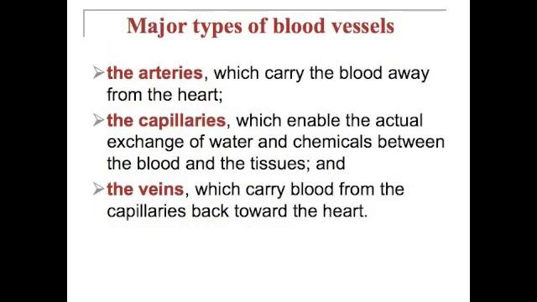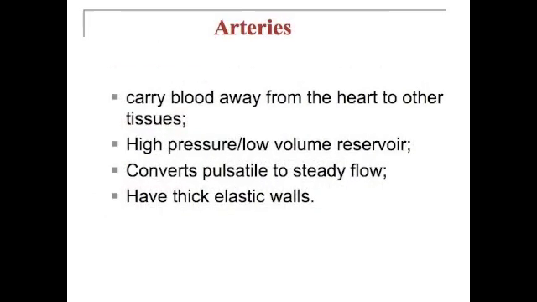So as I said on the previous slide, the major types of blood vessels are the arteries, which carry blood away from the heart, the capillaries, which enable the actual exchange of water and chemicals between the blood and tissues, and the veins, which carry blood from the capillaries back toward the heart. Again, arteries carry blood away from the heart to other tissues, and they are high-pressure, low-volume reservoirs, and they have thick, elastic walls.